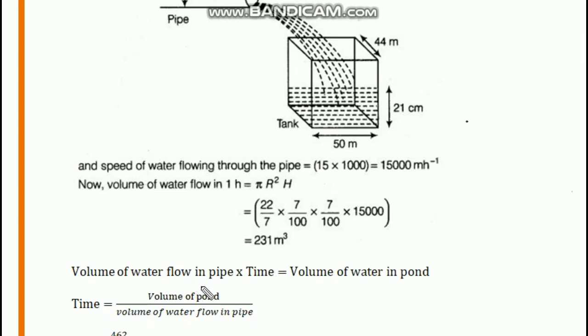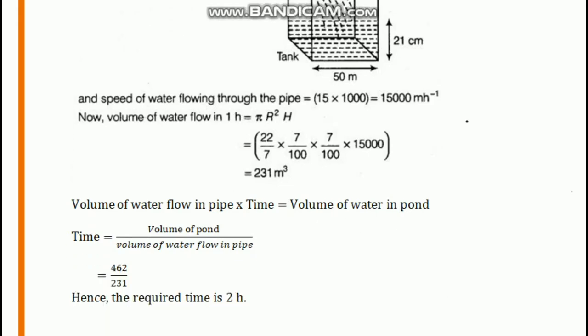So the volume of water flowing in the pipe is divided to the right hand side. So the volume of the pond we already found, 462. The volume of water flowing in the pipe is 231. So if we simplify these two, we will get the answer as 2. So hence the required time is 2 hour. Okay. So after 2 hour, the tank will reach 21 centimeter height.